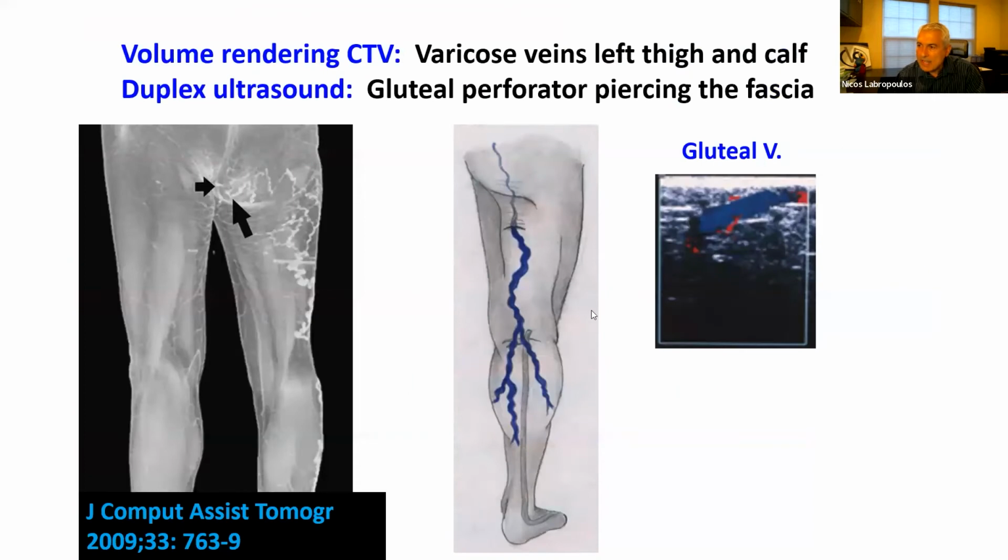And here is what we call the gluteal vein. You see the vein here pierces the gluteal fascia. You see also in the ultrasound piercing the fascia here, right? And you see the CAT scan, the perforating veins in the gluteal area where they join the internal iliac tributaries with this system that goes in the posterior or posterolateral part of the leg.